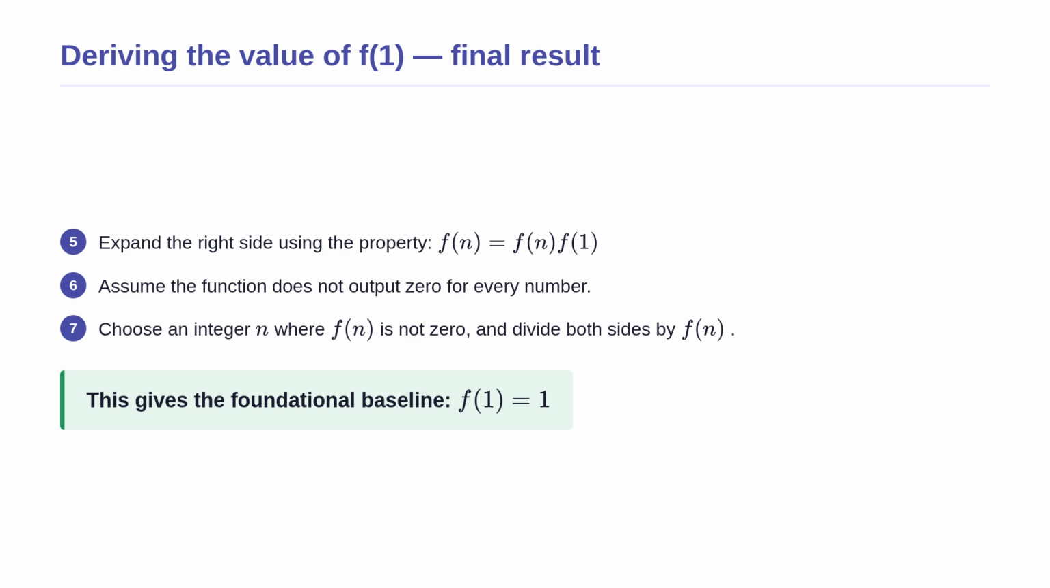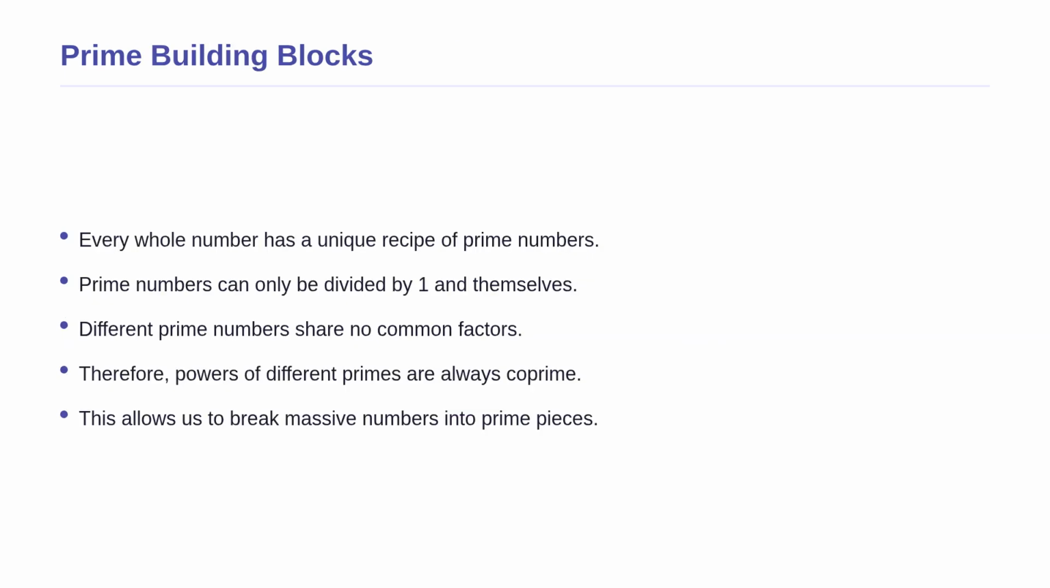Because it is not 0, the rules of algebra allow us to divide both sides of our equation by the value f of n. By doing this, the f of n terms cancel out, leaving us with the beautiful and simple result that f of 1 must always equal 1. This proves that every single valid multiplicative function is firmly anchored at the starting point of 1. So, we have proven that f of 1 is always 1.